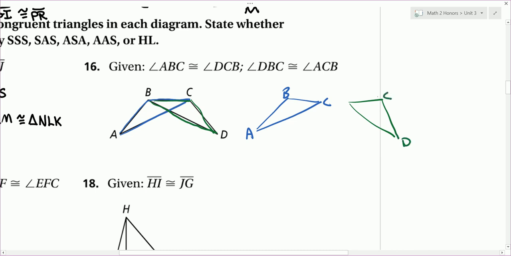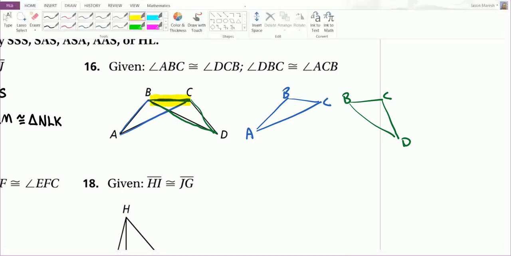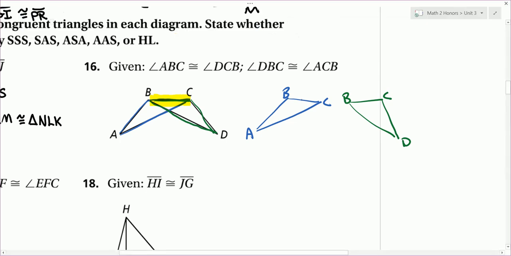D, C, B. What do they share? Do they share a side or an angle? Here they're sharing side BC. So I'm going to mark that on each one. That part won't be in the givens. You have to just notice it, and then go to the givens and see what matches up.